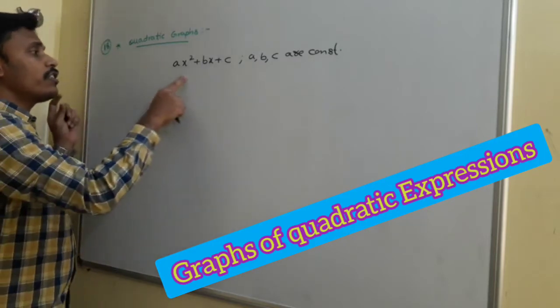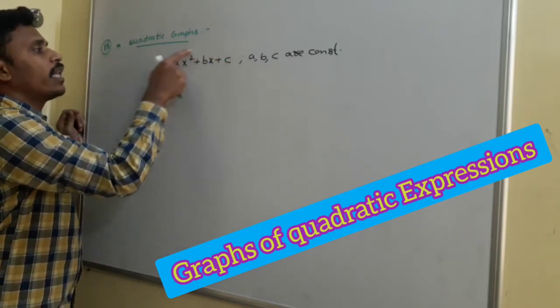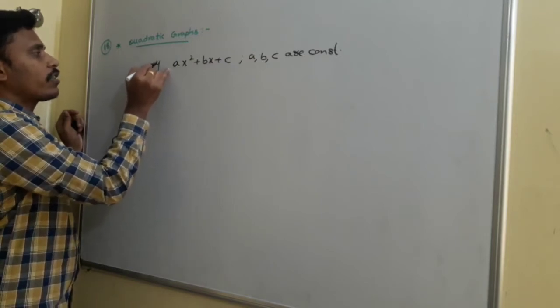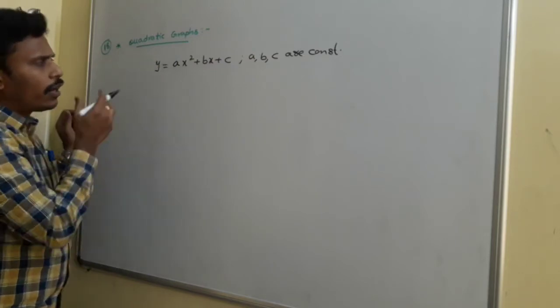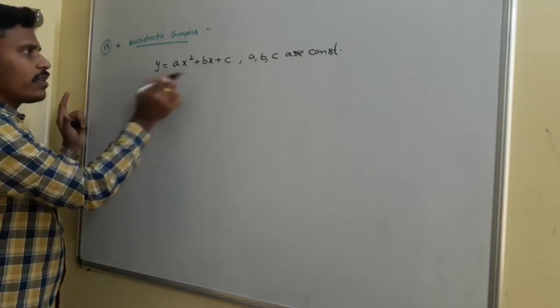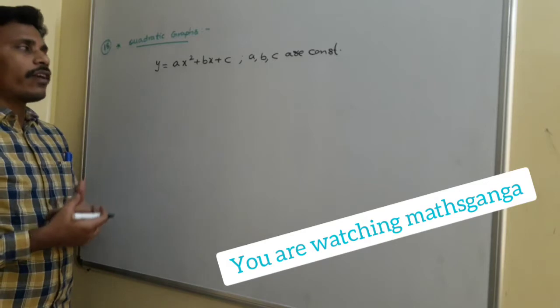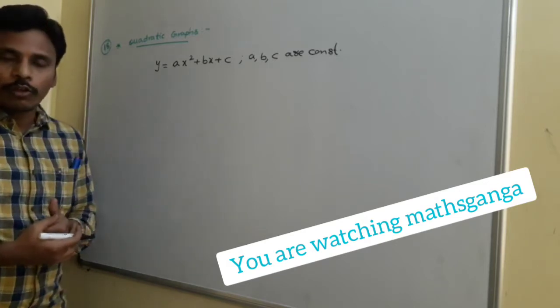While you change the value of x, automatically the result of this ax square plus bx plus c also changes, and that result value we usually take as y. This y is nothing but the value of ax square plus bx plus c. For different values of x, we will get different values of y.